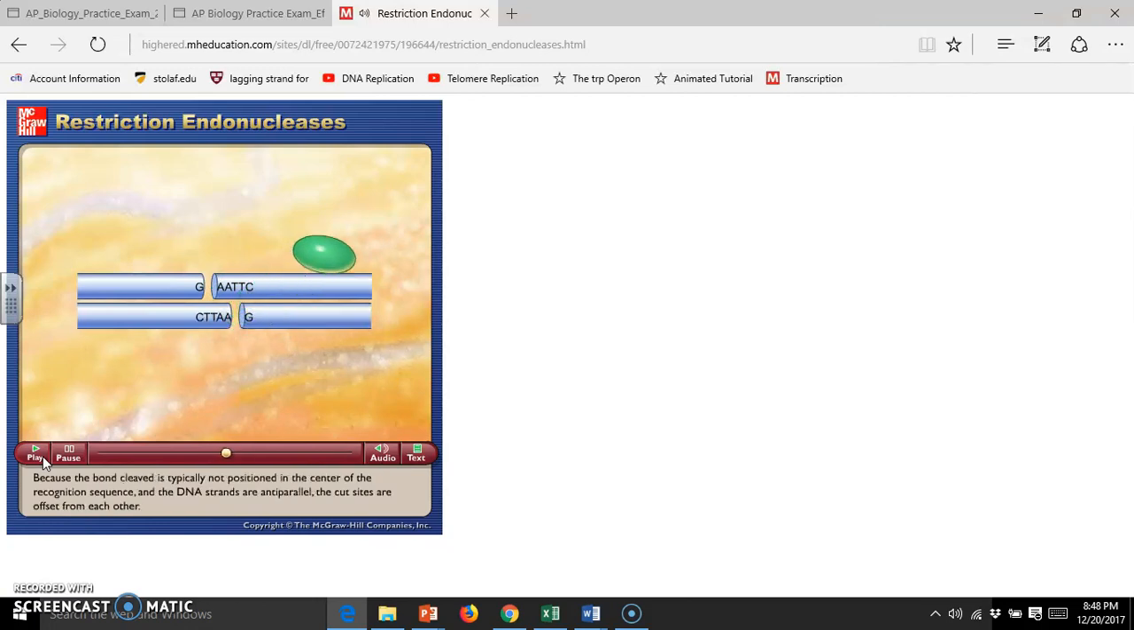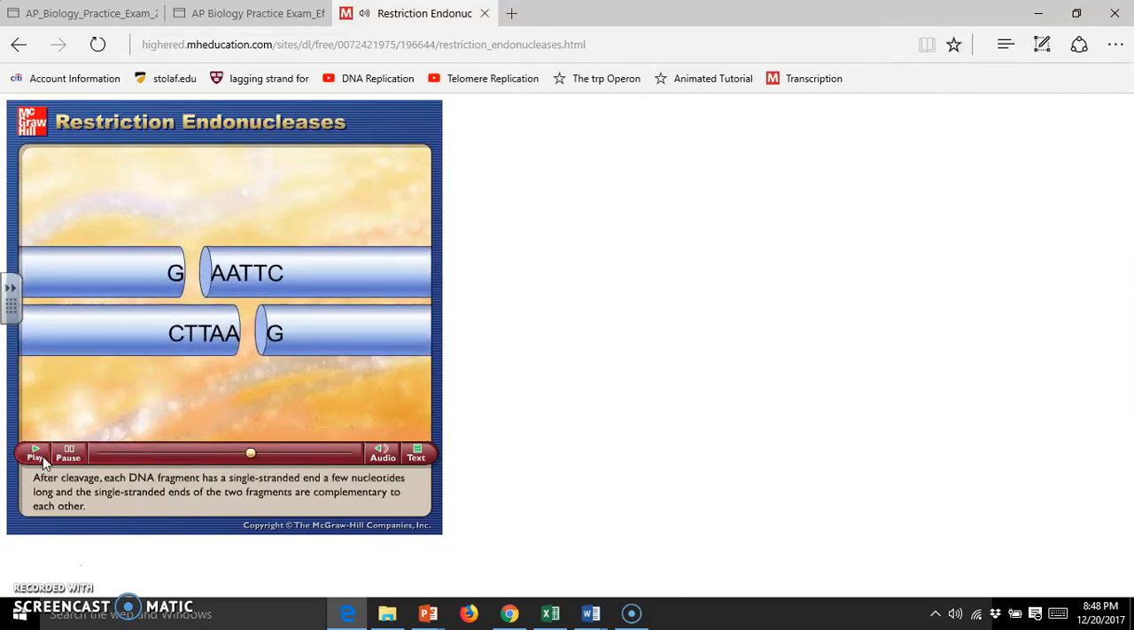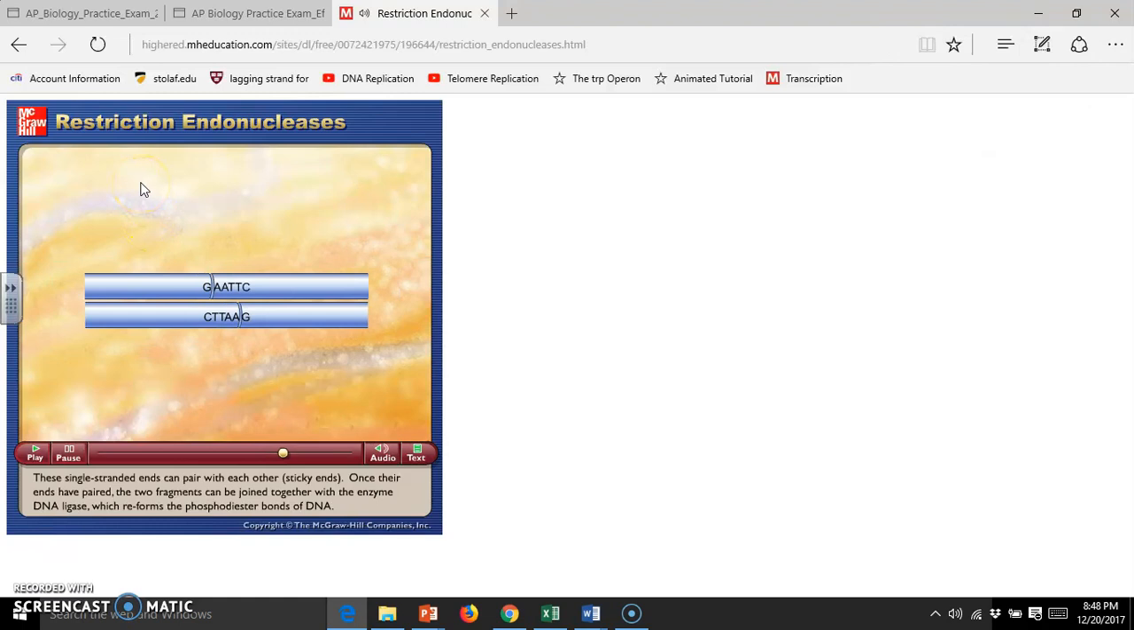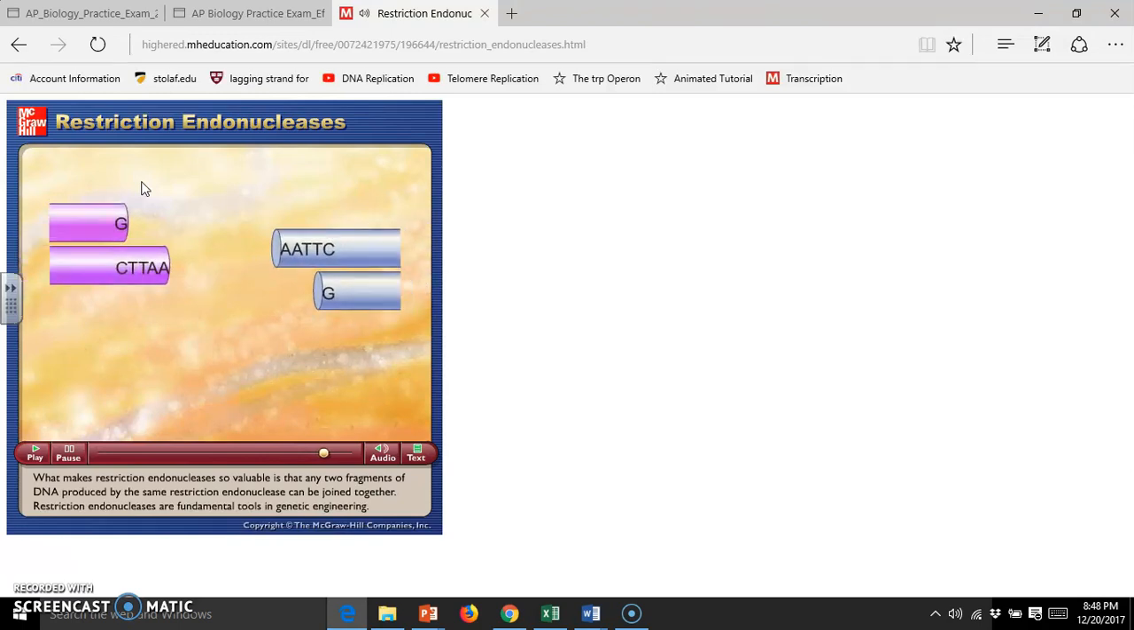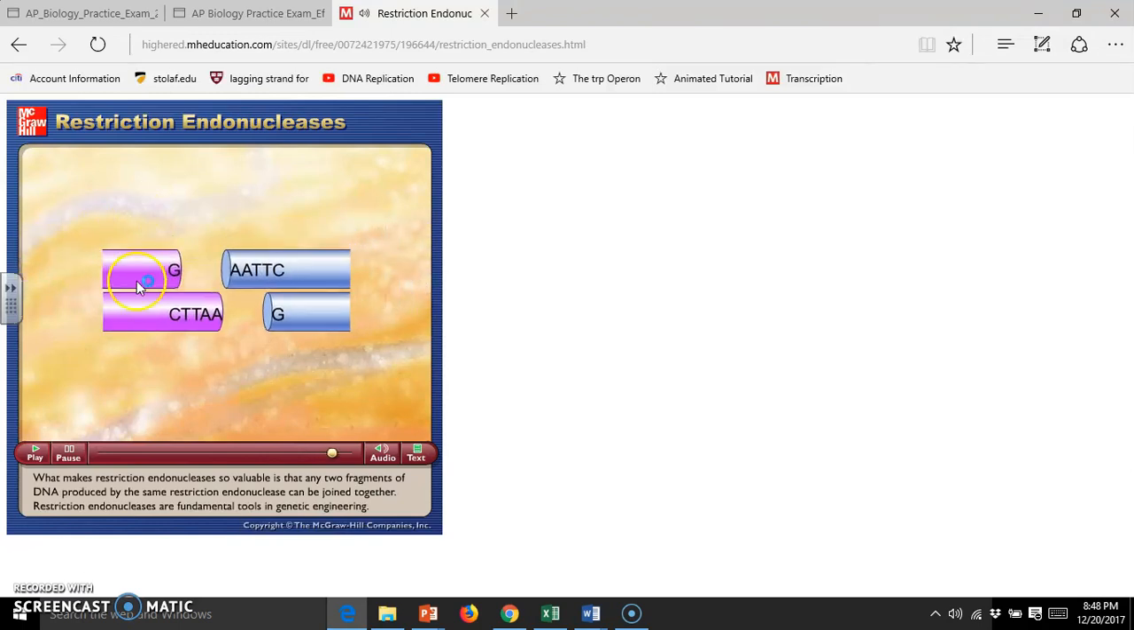Because the bond cleaved is typically not positioned in the center of the recognition sequence, and the DNA strands are antiparallel, the cut sites are offset from each other. After cleavage, each DNA fragment has a single-stranded end a few nucleotides long, and the single-stranded ends of the two fragments are complementary to each other. These single-stranded ends can pair with each other, sticky ends. Once their ends have paired, the two fragments can be joined together with the enzyme DNA ligase, which reforms the phosphodiester bonds of DNA. What makes restriction endonucleases so valuable is that any two fragments of DNA produced by the same restriction endonuclease can be joined together. Restriction endonucleases are fundamental tools in genetic engineering.